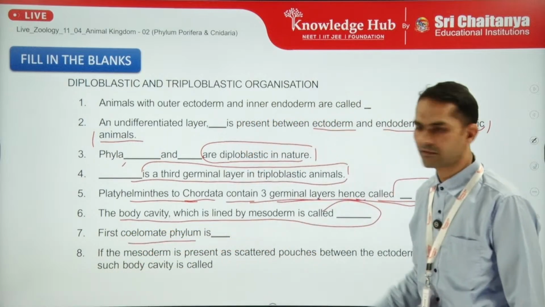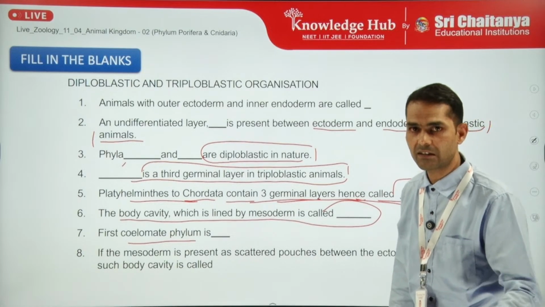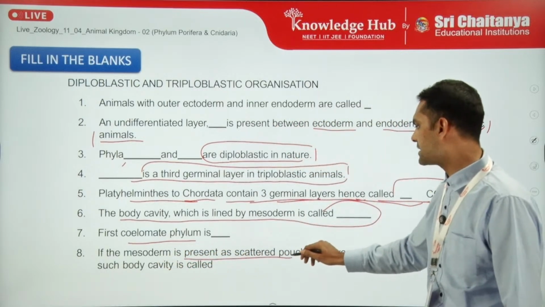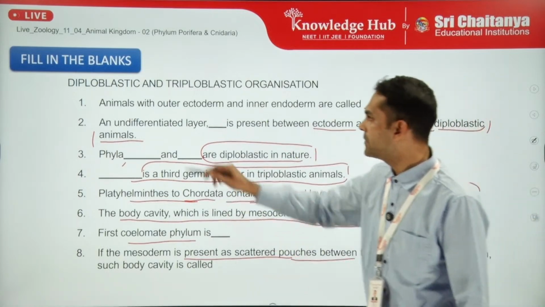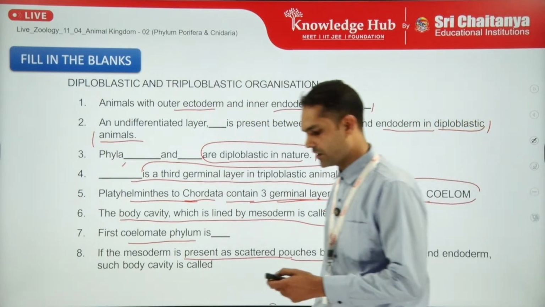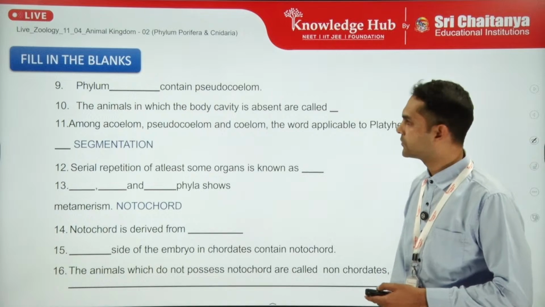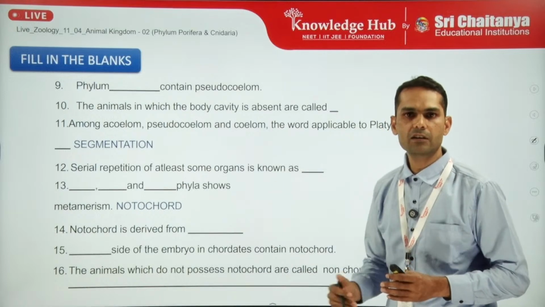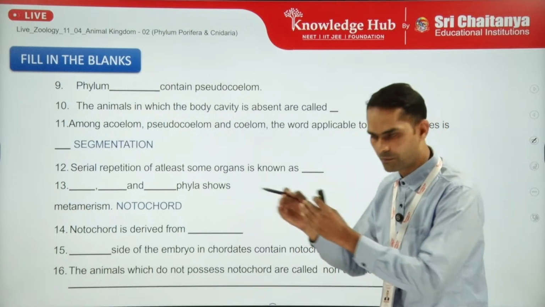The first coelomate phylum is not Platyhelminthes, not Aschelminthes, but Annelida. If the mesoderm is present as scattered pouches, then it is termed as pseudocoelom. And the first one, which I have not described: animals with outer ectoderm and inner endoderm are called diploblastic in nature. Usually, we can see the other question, phylum dash contains pseudocoelom. Some of the examples you cannot answer today, but in the upcoming session, you will be able to answer them. So for that particular question, you have to stay tuned for the upcoming session.